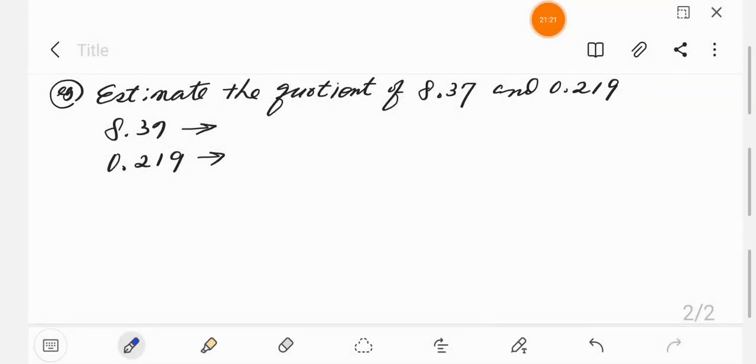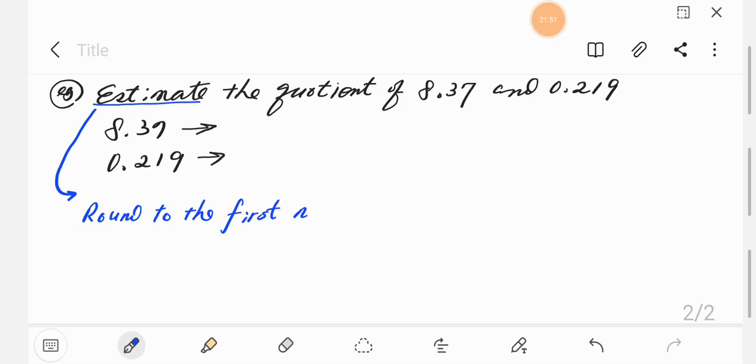Okay, when you estimate quotients, before you multiply or divide, always estimate the number. Estimate means round to the nearest non-zero digit, the first non-zero digit. So this will be rounded to the first non-zero digit.